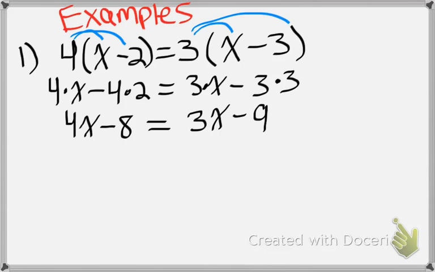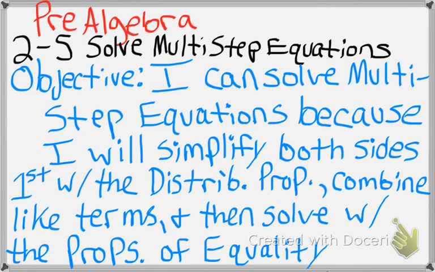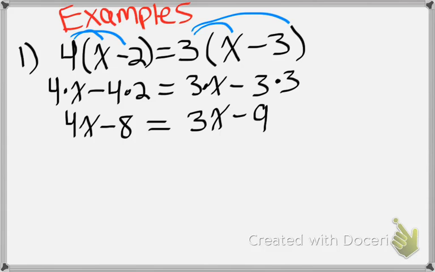So we now have an equation where we've simplified both sides. We look to see if we have any like terms over here. We do not. We look to see if we have any like terms over here. We do not. Okay, so we've done the first 2 parts of our objective. We've simplified both sides, and we've combined our like terms.